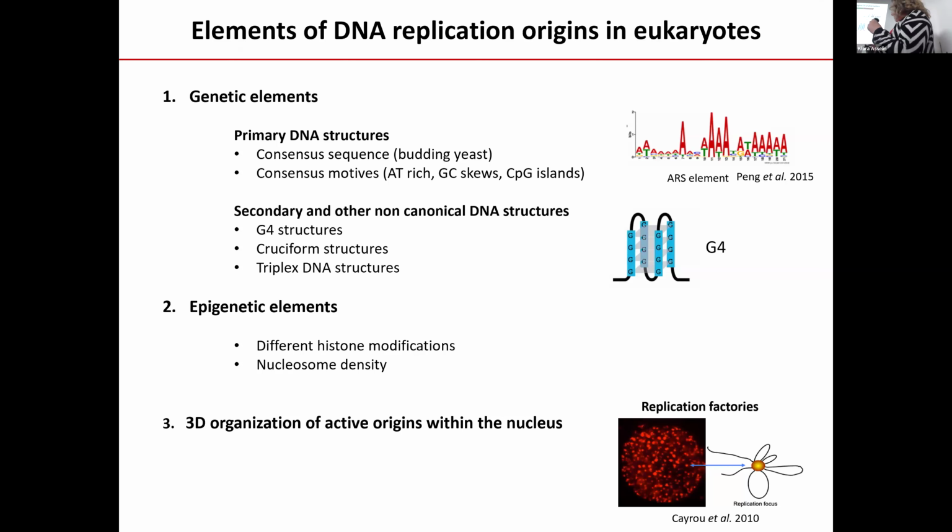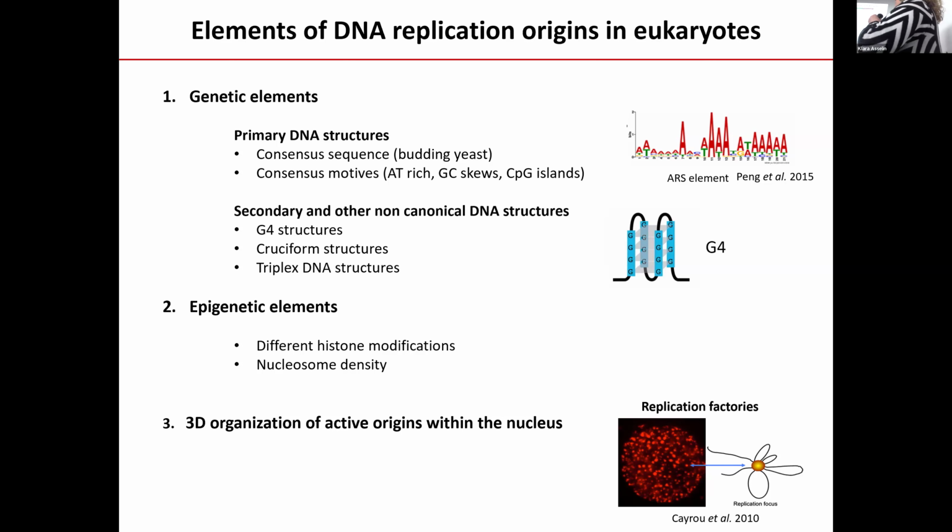So there are some elements that have been found to be associated with DNA replication origins in eukaryotes. And these are genetic elements like primary DNA sequences and structures. There's one consensus motif that has been found in budding yeast, the ARS element, but this is the only consensus sequence that has been found so far. All other species don't have a consensus.